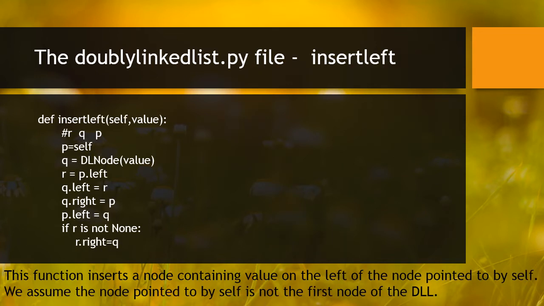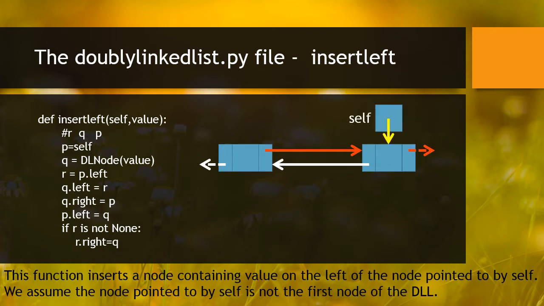Another function is insert left. This function inserts a node containing value on the left of the node pointed to by self. We first assume that the node pointed to by self is not the first node of the doubly linked list. The node pointed to by self has nodes on both sides.